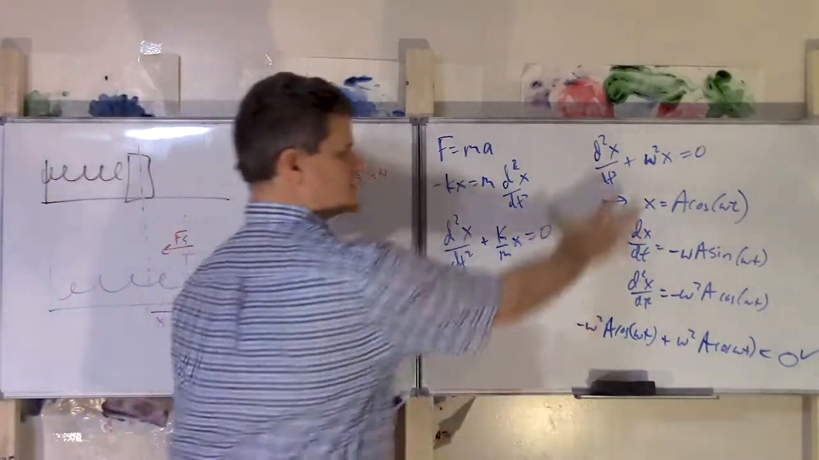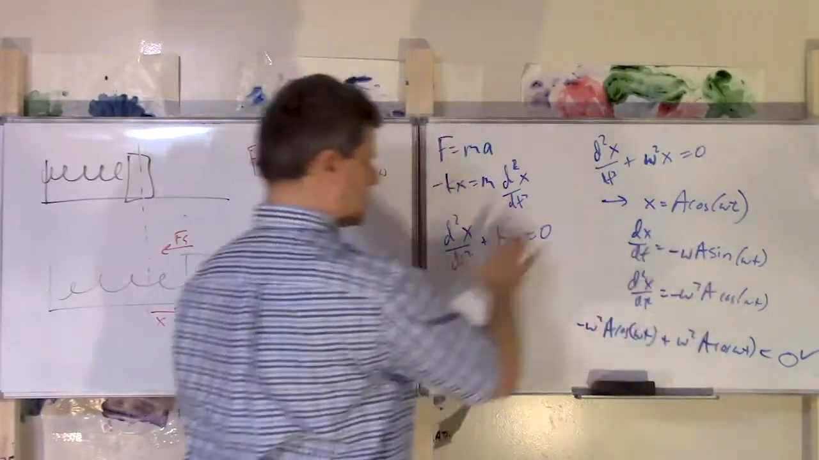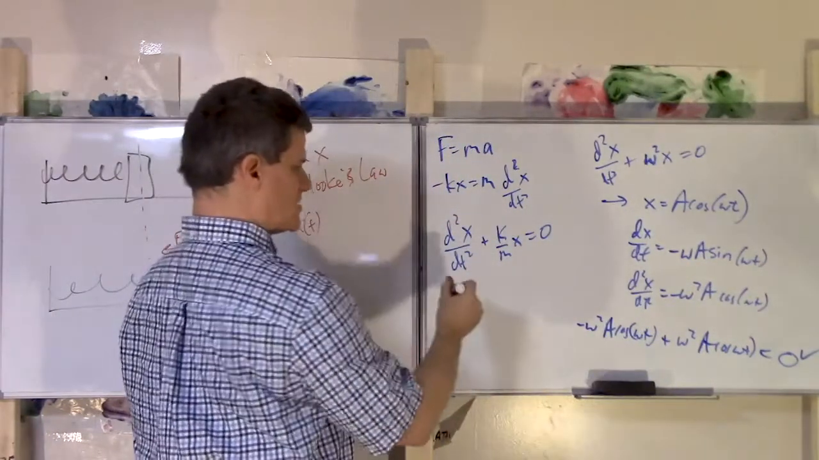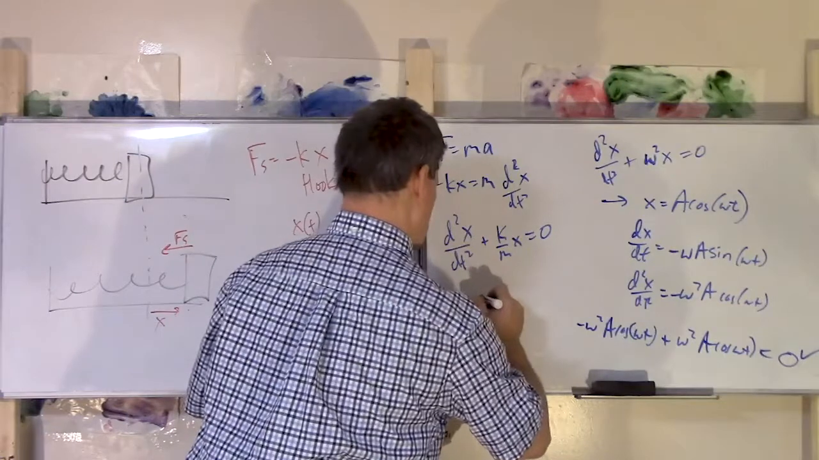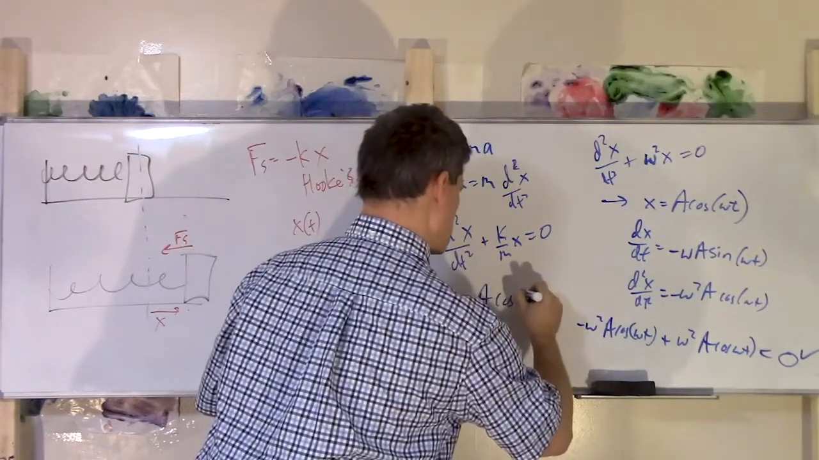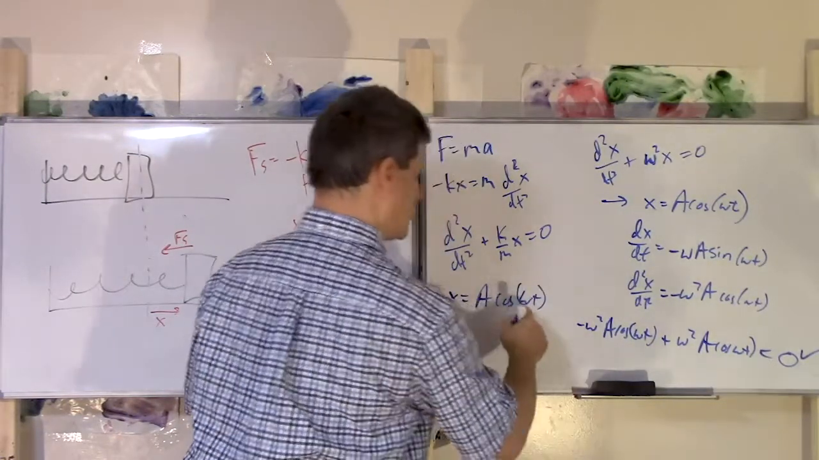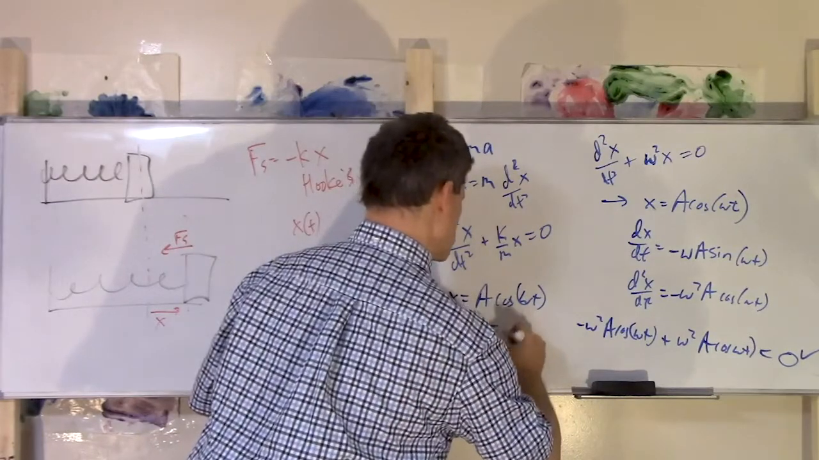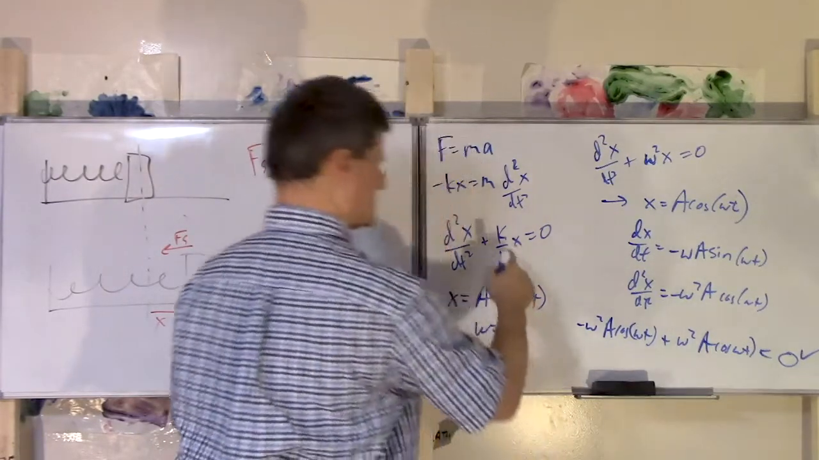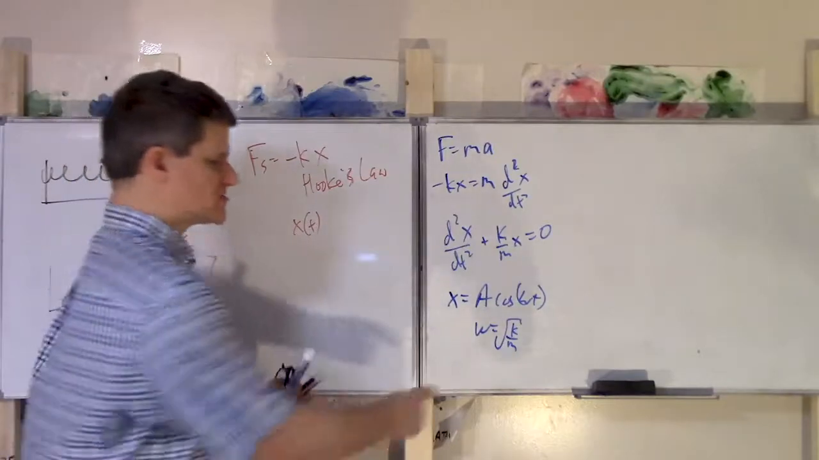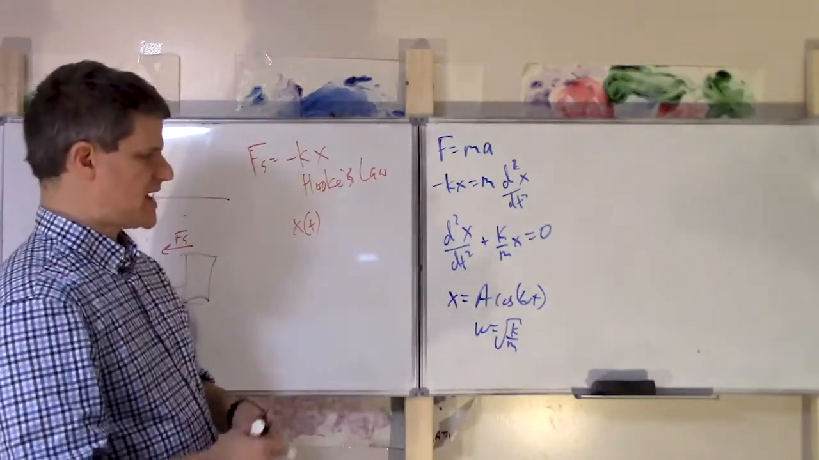So let's compare. This was an abstract mathematical thing, but let's compare it to this. So this is our omega squared. So we expect there to be solutions of the form a cosine omega t, where omega equals the square root of k over m, because this is omega squared. Now we can express omega in terms of the period as follows.